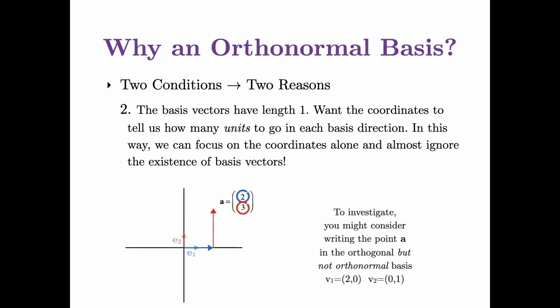To investigate, you might consider writing this point A in the orthogonal but not orthonormal basis V1, V2, specified here. And then ask yourself, are the coordinates representing this point still meaningful to me in terms of the distance of A from the origin? And the answer you should come up with is no. Those coordinates are not still meaningful in terms of the distance of A from the origin.